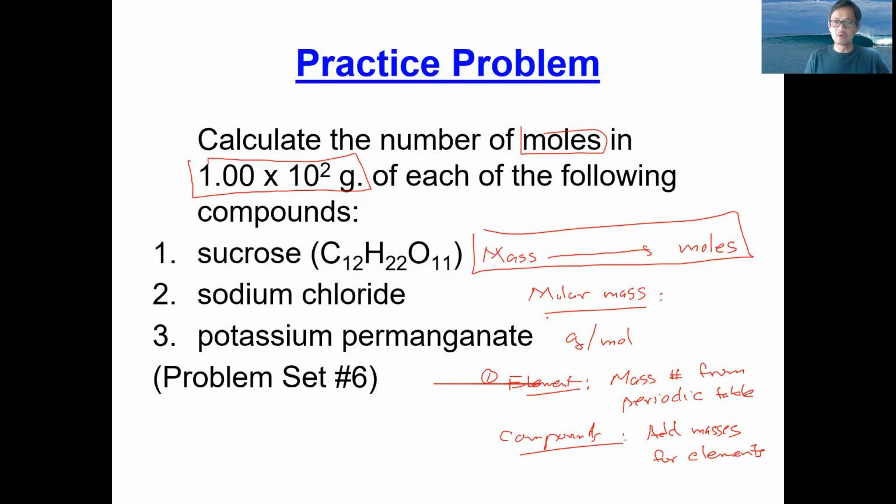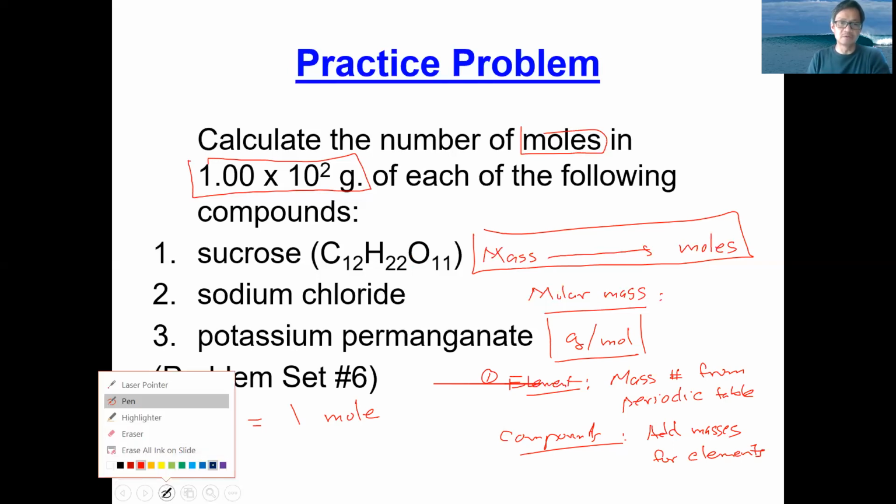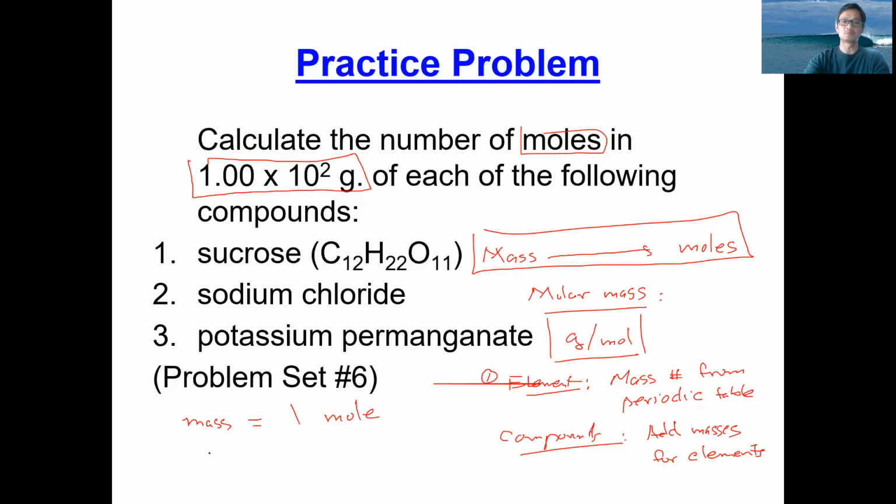We can use this molar mass here as a conversion factor, because remember, the molar mass is the mass that's exactly equal to 1 mole of the compound. So that's how we can use the molar mass as the conversion factor. I'm going to do that for these problems here, so make sure you write that down. All right, let's start out.